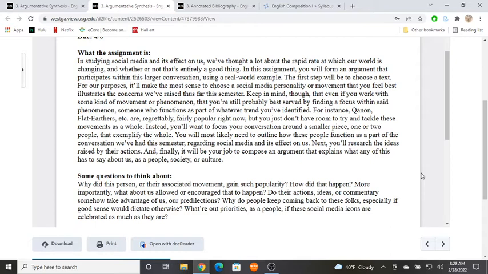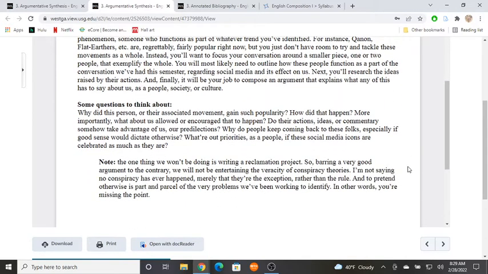The information that you have to deal with, and that will allow for much more room for argument, which is really what we're trying to do. I have some questions down here to think about, and again, this is all just meant to get you started.